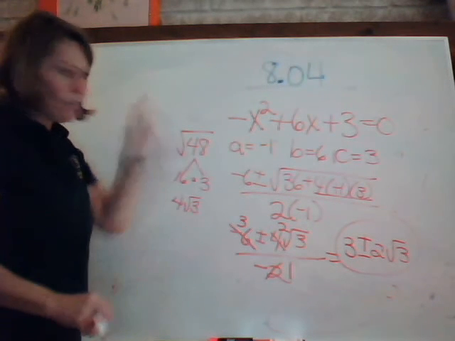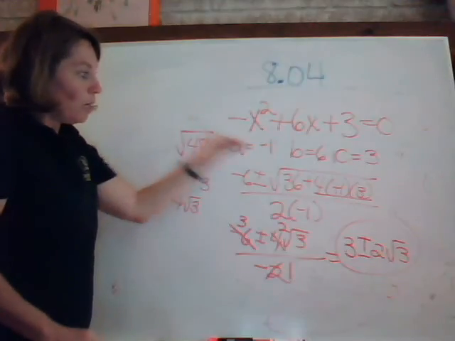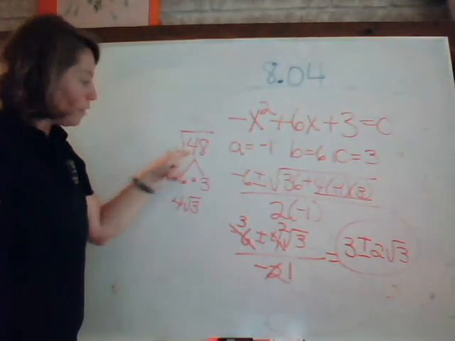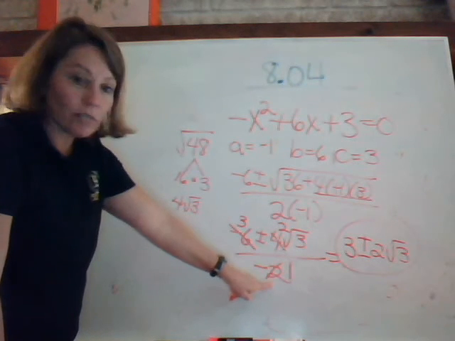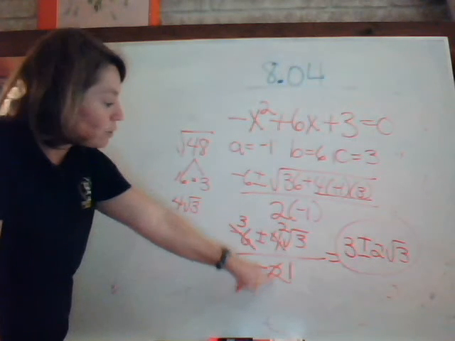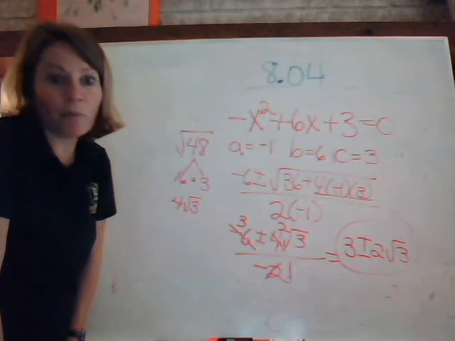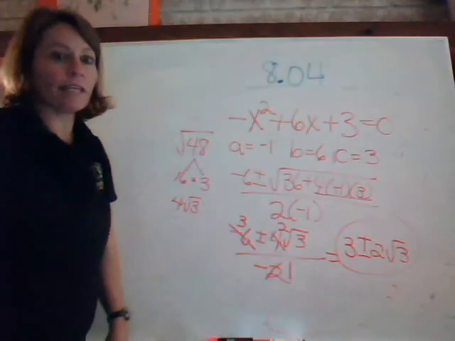Okay? So there was a lot with this problem. We had to define a, b, and c. When we cleaned it up, we got 48. 48 we cleaned up to 4 square root 3, and I replaced it here. But when I went to reduce it, I have to reduce all 3 terms. It has to be divisible by all 3. So there's the quadratic formula, and hopefully that will help you.